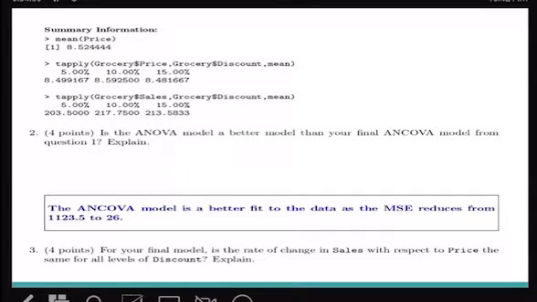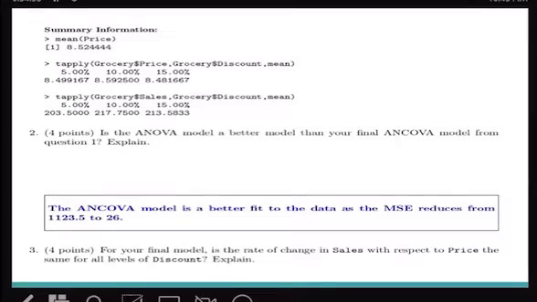Now, problem 2 asks: is the ANOVA model a better model than your final ANCOVA model? Do you know what they want from you? Anytime they ask this question, what do we compare? When we're comparing models in statistical analysis, we compare the mean square error. I'm going to say that again: we compare the mean square error of the two models. The one with a smaller mean square error is going to be the better model.